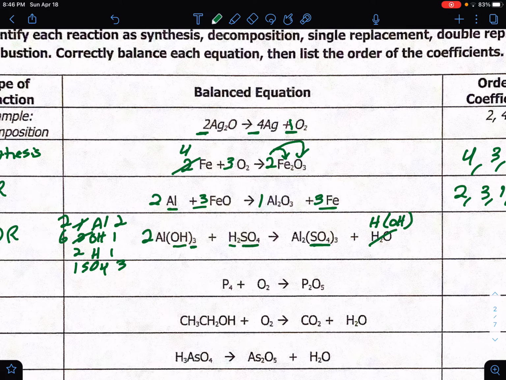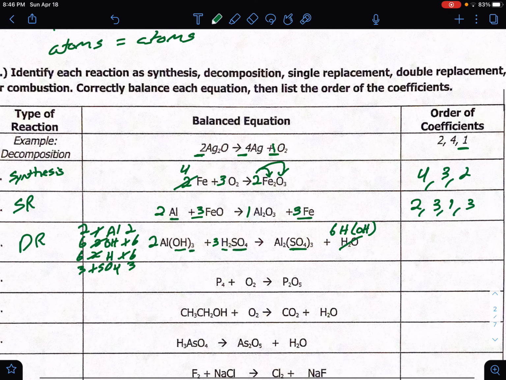Okay, so I'm going to move on to my hydroxides. I need 6 on the right, so I'm going to put a 6 right here. This changed my hydroxides to 6, but it also changed my hydrogens to 6. So I'm going to need to fix my hydrogens now. I'm going to put a 3 in front of this H2SO4, and that's going to multiply my hydrogen to 6. And now I have 3 sulfates, so that was 2 birds, 1 stone. So this is nice and balanced. So this would be a 2, 3, 1, 6.